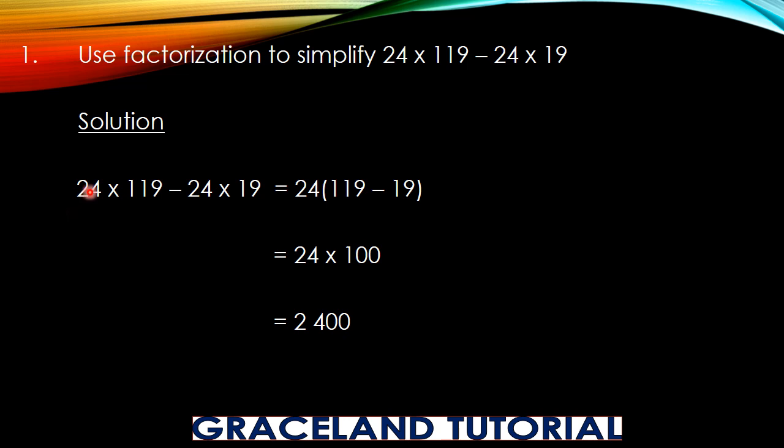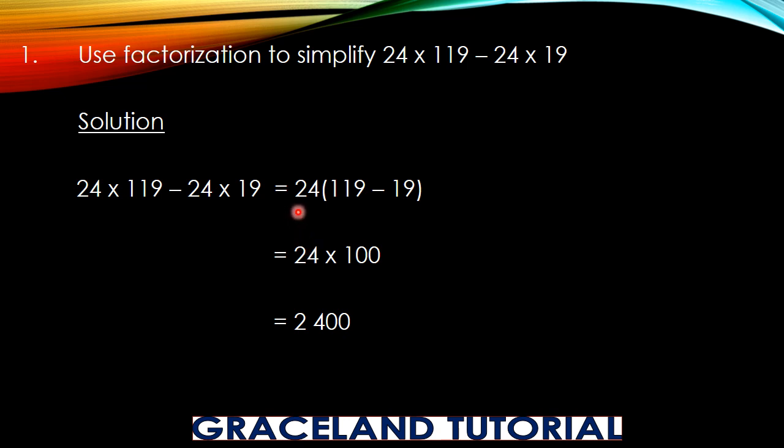Now, instead of multiplying 24 by 119 and then 24 times 19, you now subtract the result. We can easily apply factorization, which will make the work easier. Now, from the question, we'll discover that 24 is a common factor. It's common to both 119 and also 19. We have 24 times 119, then 24 times 19. 24 is a common factor, so 24 will be outside as a factor.